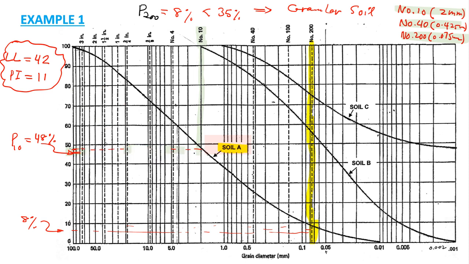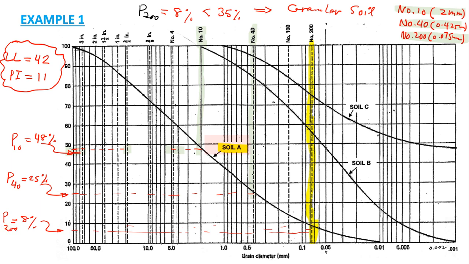Okay, next is P40. This number is already there, so you go down, touch this curve, and from there draw the line. Let's say P40 is 25%, and we know P200, this was P200, is 8%.